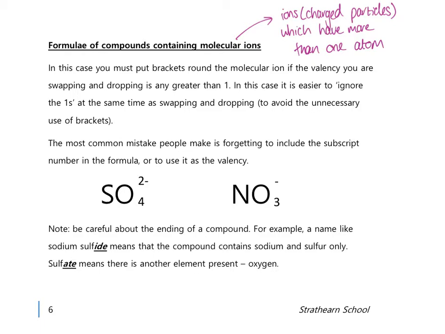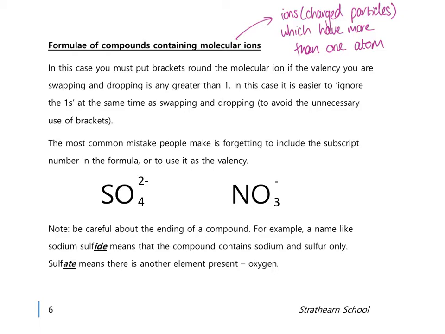So let's have a look at some molecular ions, because the most common mistake people make is that they either forget to include the subscript number in the formula, or they use that number as the valency. And we spent a wee bit of time on this in our first lesson in this topic, looking at what's the valency and what is the formula.